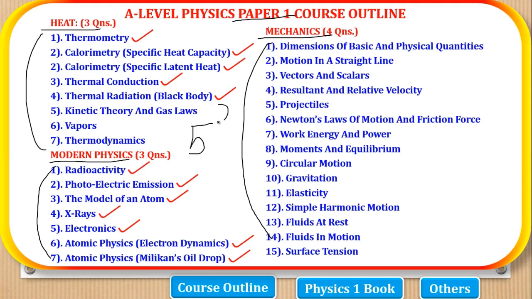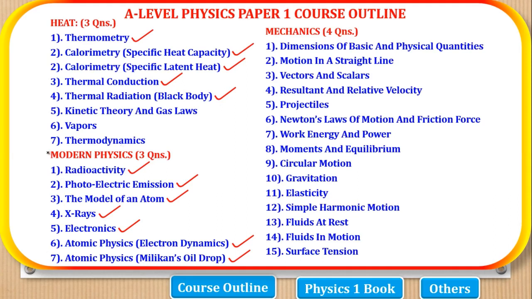For example, if you pick 2 here and 2 here, then you pick 1 here. So 5 questions, but not more than 2 in any section. On this platform, you have already completed the section of modern physics. That's why you see they are all ticked. Now we are on the section of heat. The first part is done, second part is done, third part, fourth part, and now we are on this part of thermal radiation, or what we call black body.